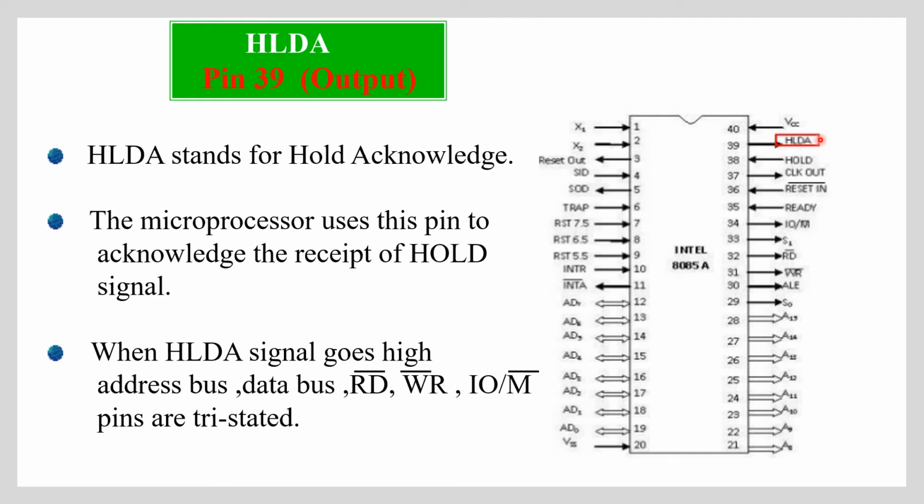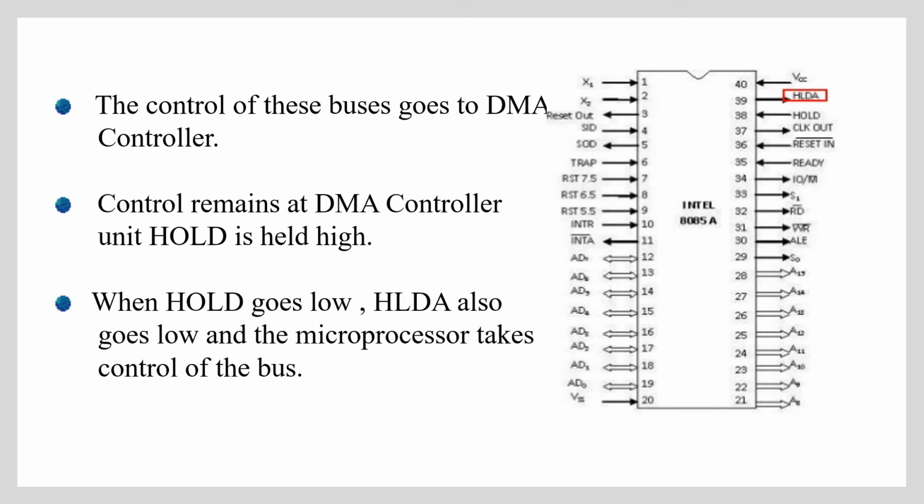After removal of the hold request, HLDA goes low. And when the HLDA signal goes high, the address bus, data bus, read, write, IOR pins are all in tri-state. Clear? So that is hold acknowledgement. Hold and HLDA are related to each other, right?